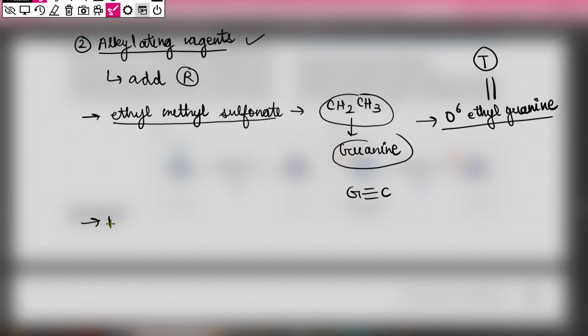Another such example can be the mustard gas. The mustard gas is also one of the alkylating agents, and this can also, if present in higher concentrations, cause the mutations. So this is another kind of chemical mutagens, that is the alkylating agents. Then there are certain direct chemicals which can cause deamination or which can cause hydroxylation also. So let us discuss them.